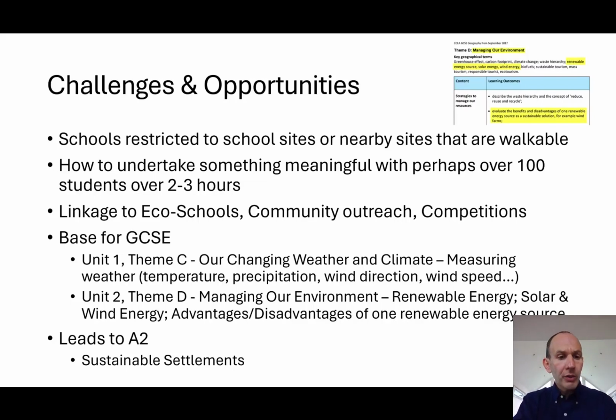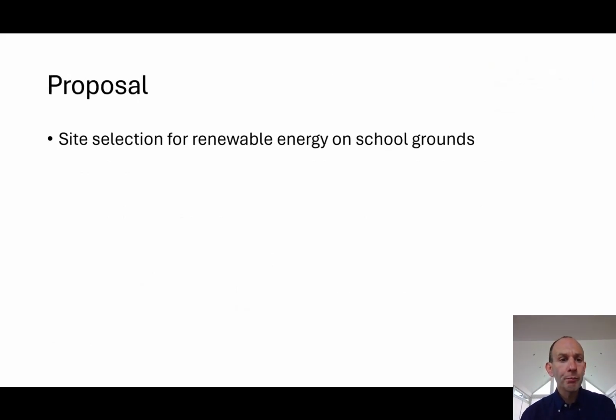We're also aware that this has to build up for other parts of the curriculum. So it does tie into Unit 2, probably more so in terms of managing your environment, looking at renewable energy, solar and wind, and advantages and disadvantages of those forms of energy. And we can also see here that it does tie into weather and climate. However, that probably ties in a little bit more into wind direction and wind speed. Precipitation and temperature are possible. The Met Office provide that data, but it's something that we haven't really touched on for this year, though it is possible for future years. And then obviously it ties into A2 for sustainable settlements as well.